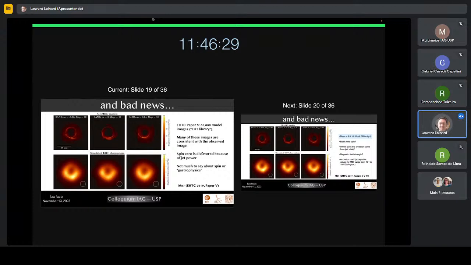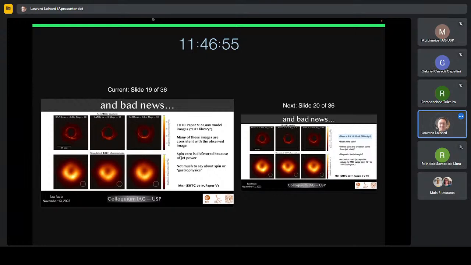Because these three models that I showed earlier, if you then take those models and you produce a synthetic image of what you will see with the Event Horizon Telescope for these models, so you add noise and you degrade the resolution to the resolution of the Event Horizon Telescope, these are the images that you obtain. They're all pretty much identical. And they're all the same as the image that we obtained, that we measured of M87.